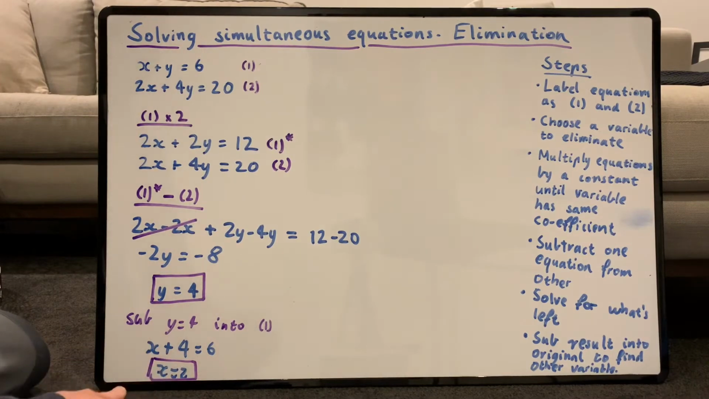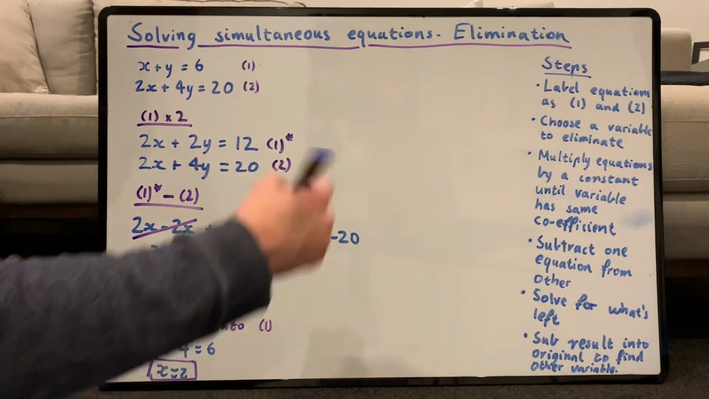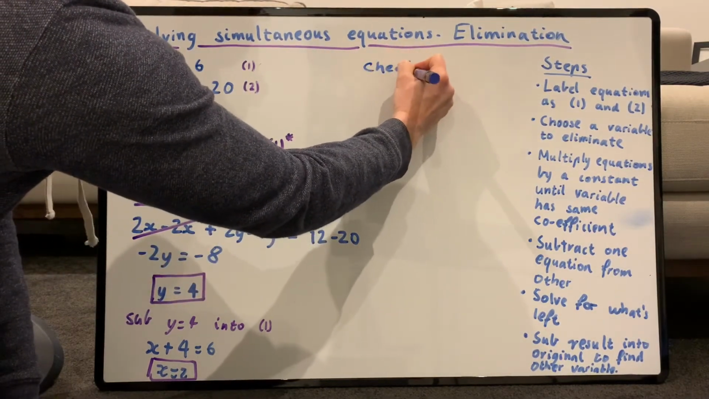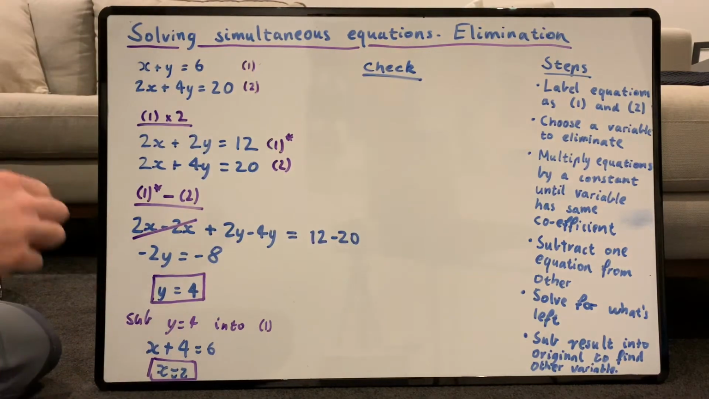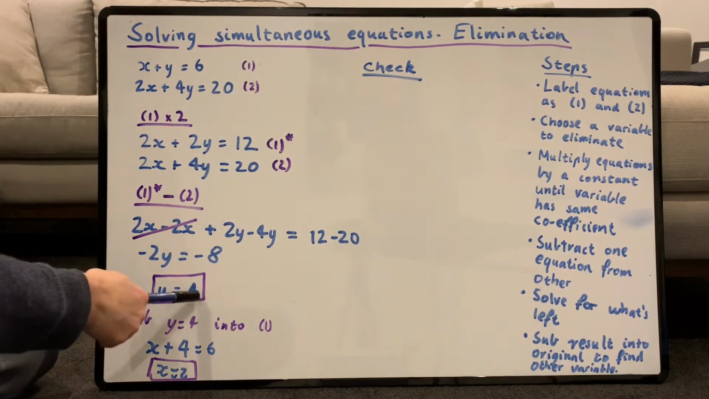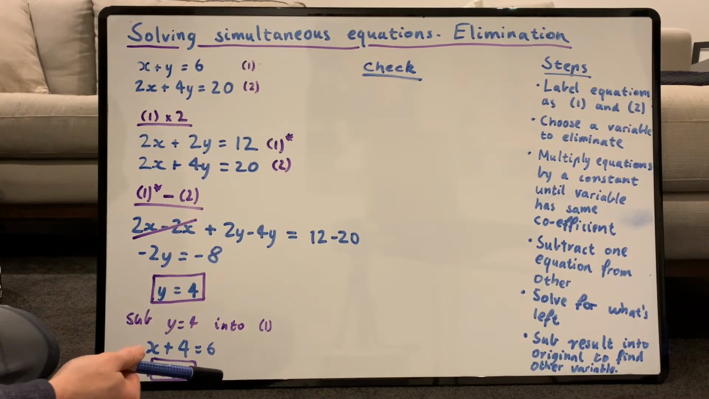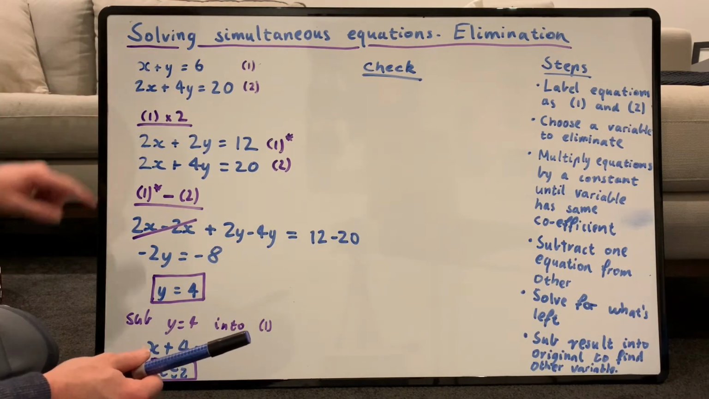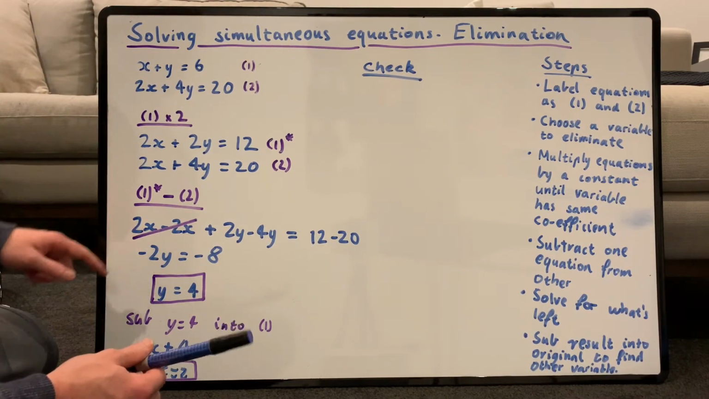Okay. The other step I should have put there was check. Check if your answer is correct. How are we going to do that? Well, we can substitute our variables into our equations and see if they're both true. We certainly know that 2 plus 4 is going to be 6.